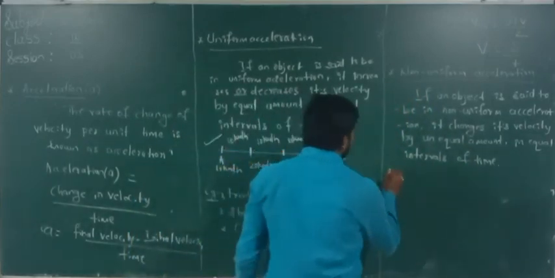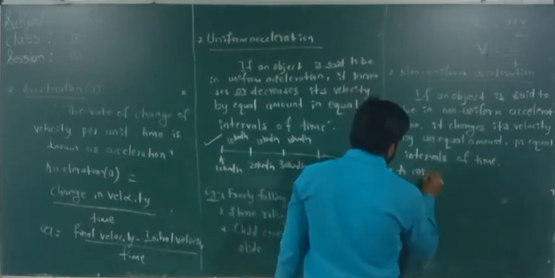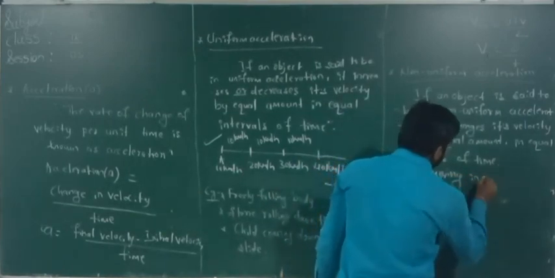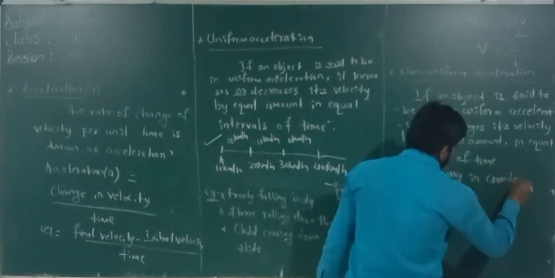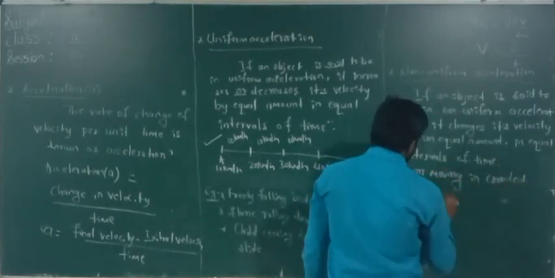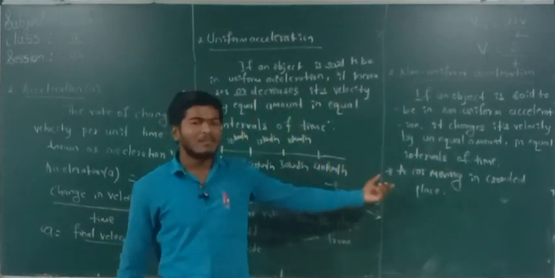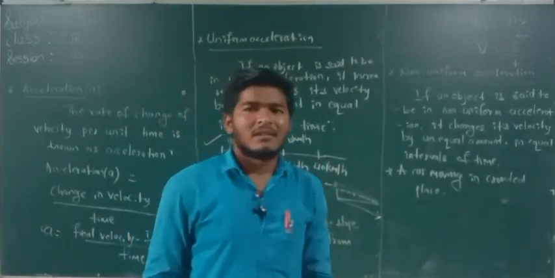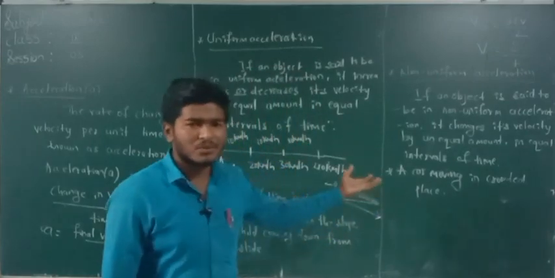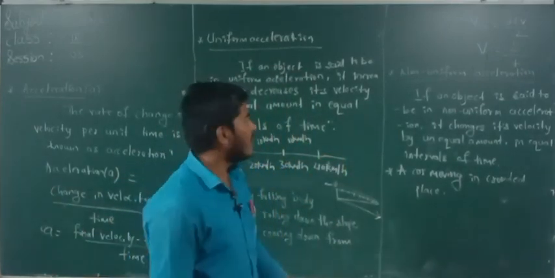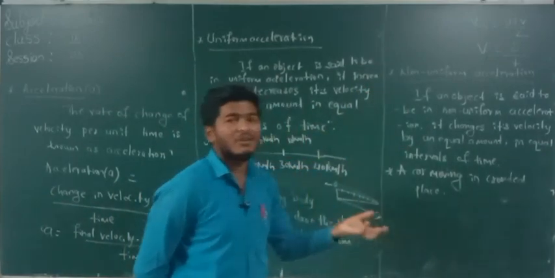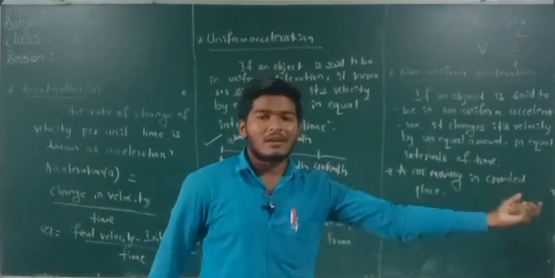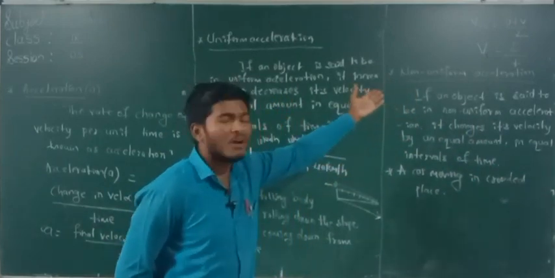An example for non-uniform acceleration is a car moving in a crowded place, or any example you can take. A bike moving in a crowded place, in traffic, is another example for non-uniform acceleration. What is non-uniform acceleration here? The object attains unequal velocity in equal intervals of time. That is known as non-uniform acceleration.